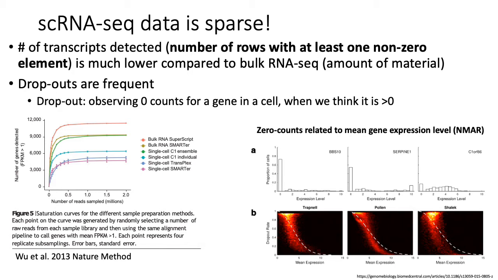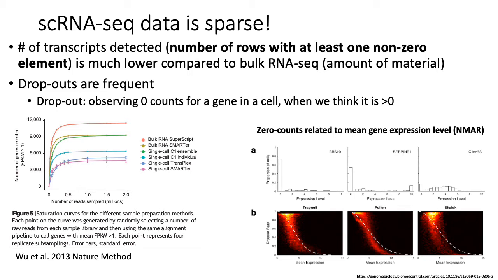In part A of this diagram, what's illustrated are the histograms of expression measurements for 3 different genes across a population of cells, and the genes are ordered from left to right in terms of mean gene expression level. You can see that on the left, for the gene BB510, this gene is on average poorly expressed overall. And so you can see a relatively big peak at 0, which means that there are a lot of cells in which this gene is detected at basically 0 counts.